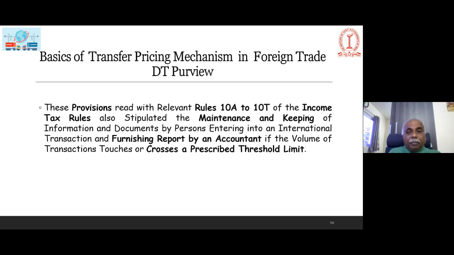And documentation by persons entering into international transactions, and furnishing of the report by an accountant, if the volume of transactions touches or crosses the threshold limit. Certification is also required. They have to be verified. They have to be certified. And once the threshold limit is crossed, what is the threshold? I will discuss that later.